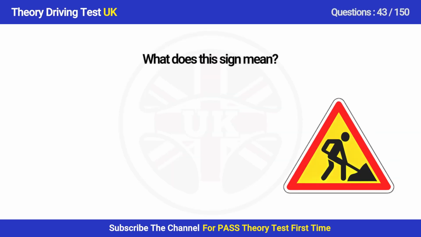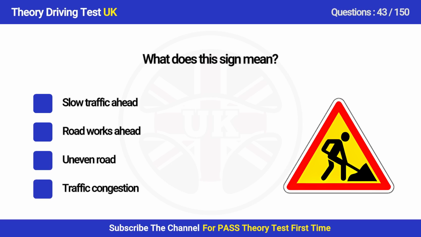Question 43. What does this sign mean? A. Slow traffic ahead. B. Roadworks ahead. C. Uneven road. D. Traffic congestion.